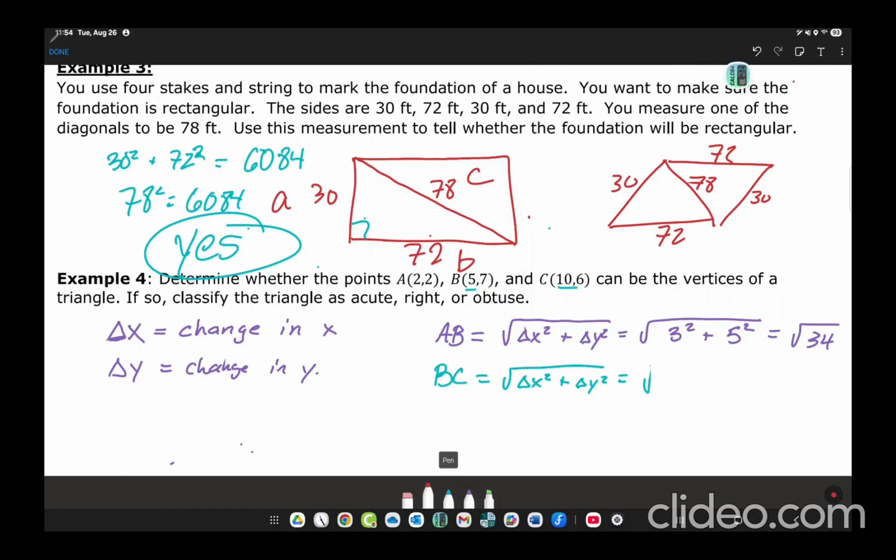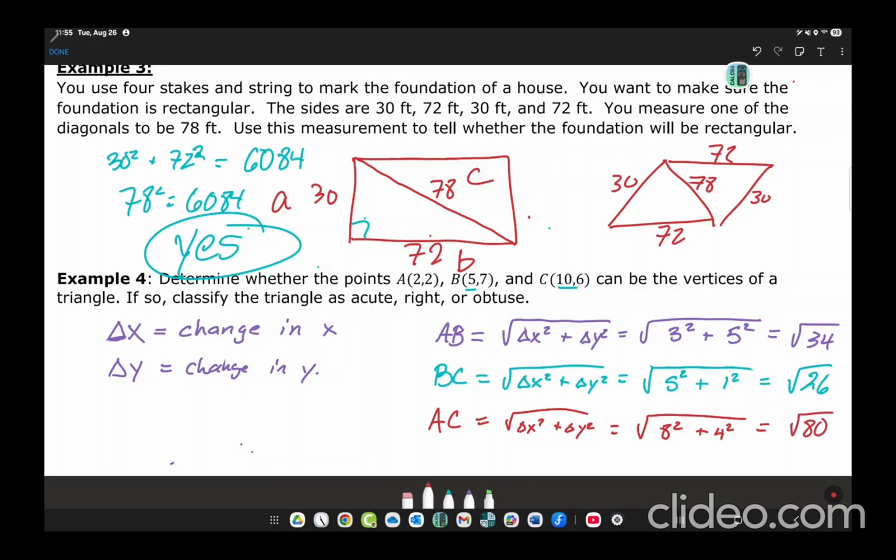All right, last one is from A to C. That's my last side. Delta x squared plus delta y squared is equal to: change in x from 2 to 10 is 8, and then change in y from 2 to 6 is 4. That is going to give you 64 plus 16, which is 80.